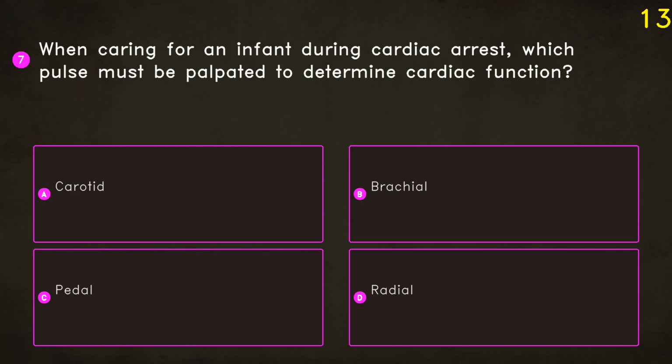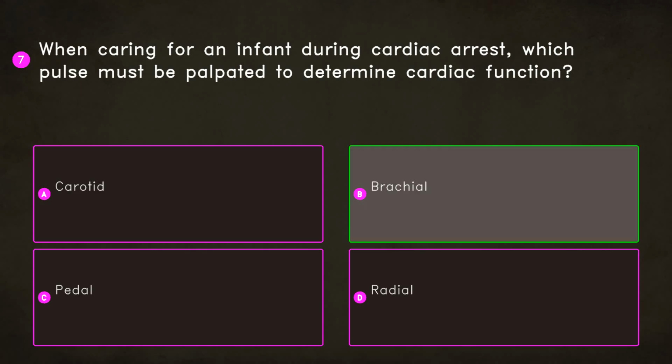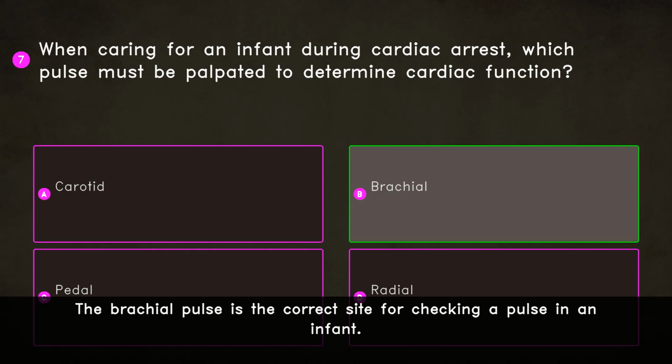Question 7. When caring for an infant during cardiac arrest, which pulse must be palpated to determine cardiac function? A. Carotid. B. Brachial. C. Pedal. D. Radial. The correct answer is brachial. The brachial pulse is the correct site for checking a pulse in an infant.